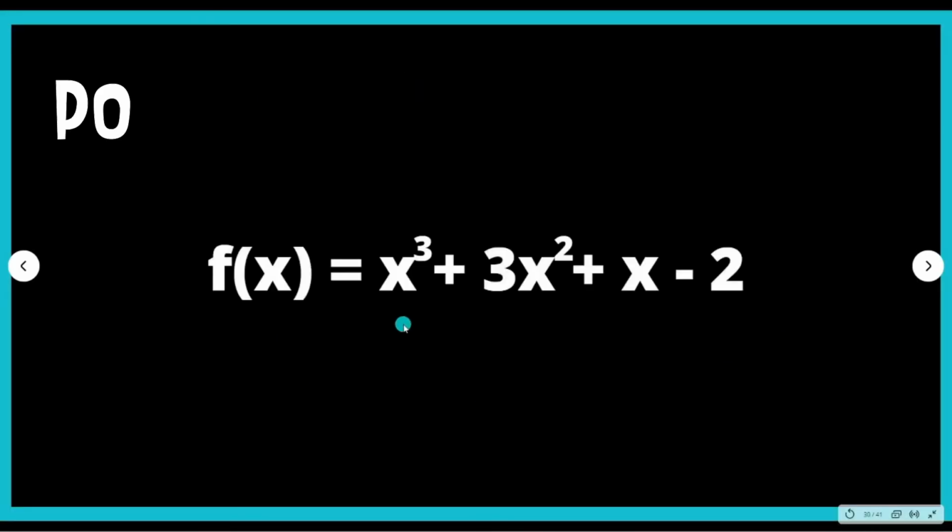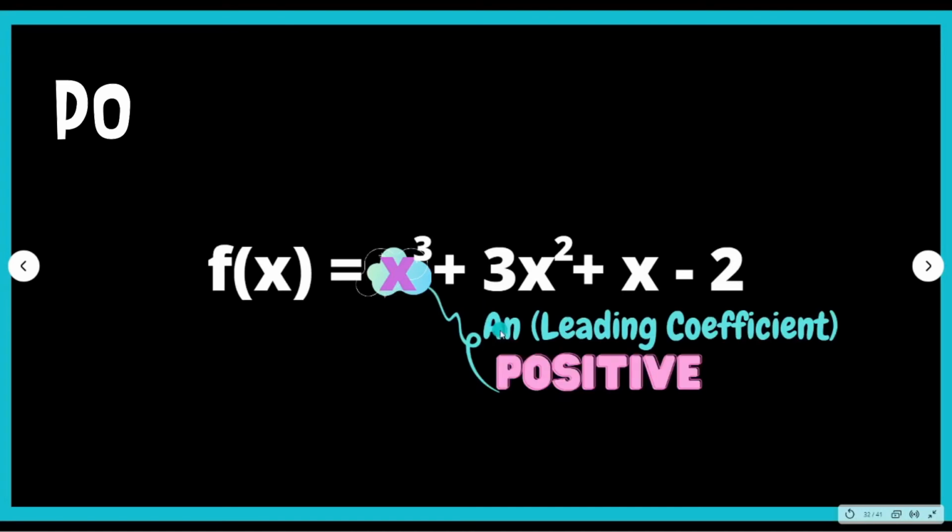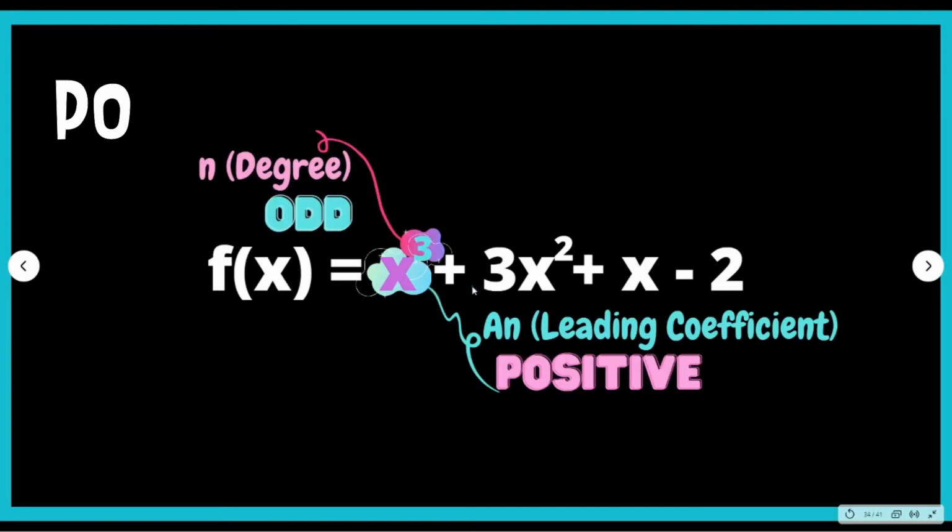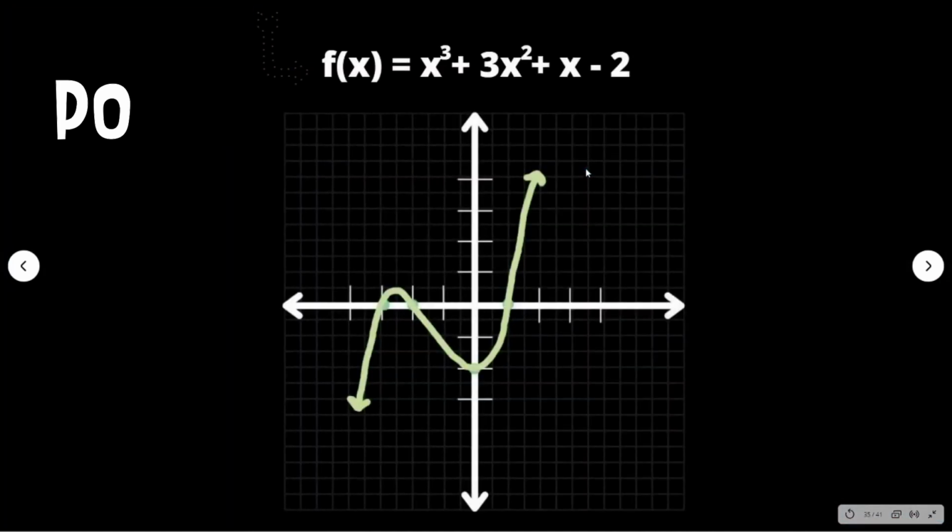The third example is, f of x is equal to x cubed plus 3x squared plus x minus 2. In here, the leading coefficient is positive and the degree is odd. Therefore, it is a PO. So when plotted, here's how it would look like. It falls on the left and it rises on the right.